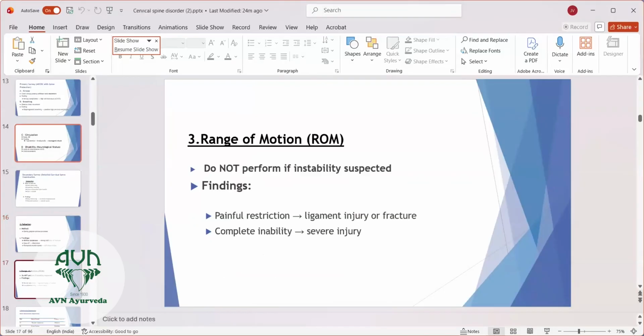Next, after the inspection and palpation, if there is no fracture, dislocation or neurological deficit, we look at the range of motion of the cervical spine. Do not perform it if instability is suspected. If any fracture, dislocation or step deformity is there, do not move the cervical spine. The findings we observe are painful restriction or spasm, which we can see in paraspinal ligament injury or fracture. If there is complete instability, we can assume a severe injury.